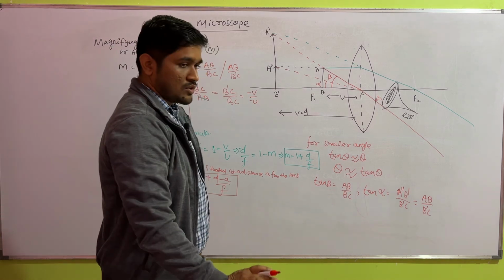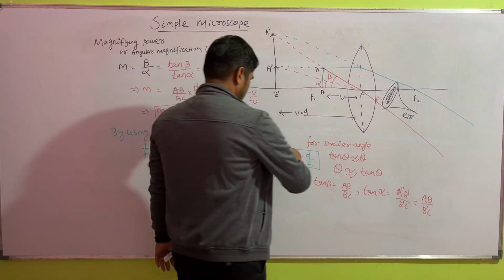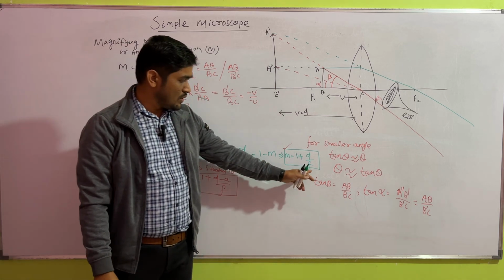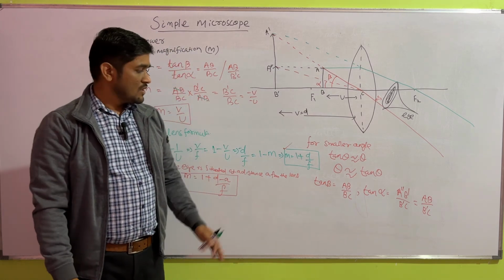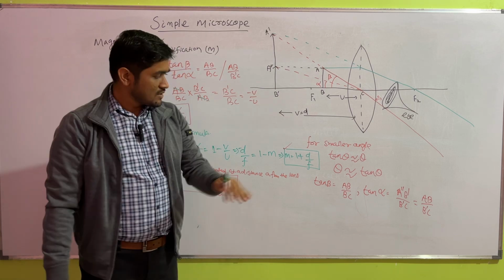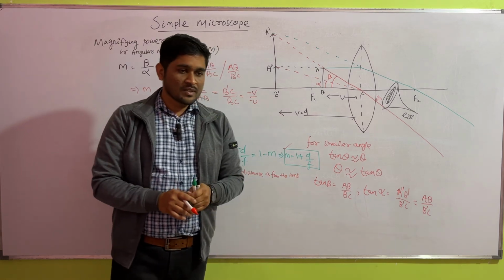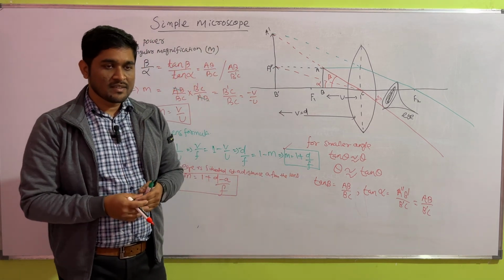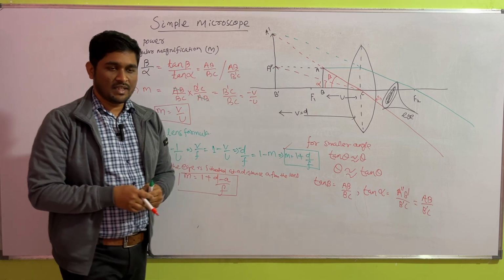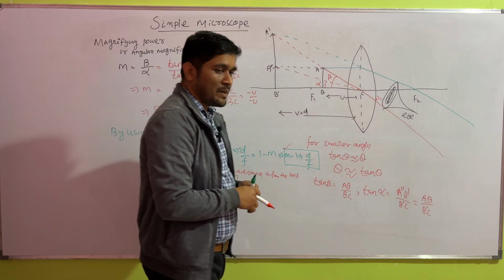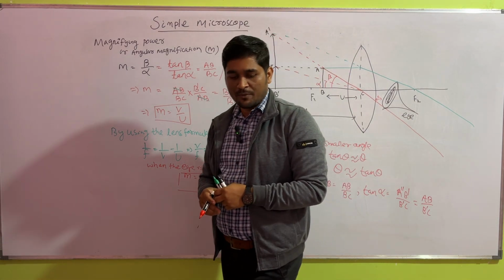Clear? So the basic formula is m equals 1 plus d divided by f. From this equation we can observe that when the focal length increases, magnifying power decreases, and when the focal length decreases, the magnifying power increases. So to find a magnified image of the object, we have to use a lens having small focal length.